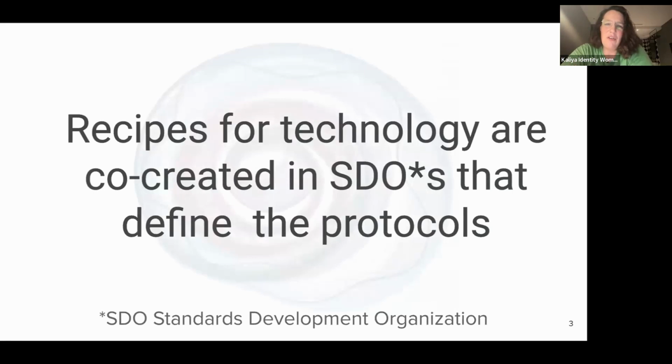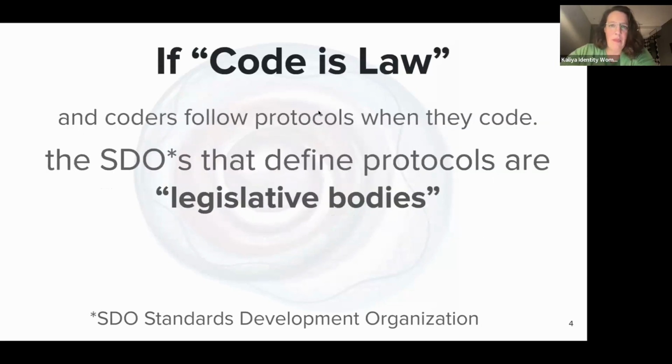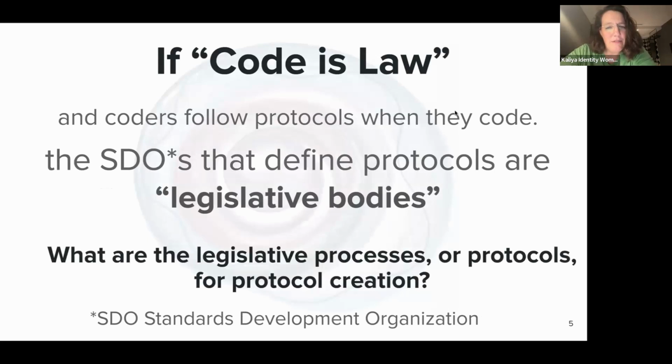And arguably the internet is one of the most consequential technologies ever built. And when we look at standards and protocols, the recipes for technology are co-created in standards development organizations that define the protocols. And if code is law, the coders who follow protocols when they code, then the SDOs that define protocols are in effect legislative bodies. And then we need to look at what the legislative processes or the protocols are within those legislative bodies for the creation of protocols that coders ultimately follow.